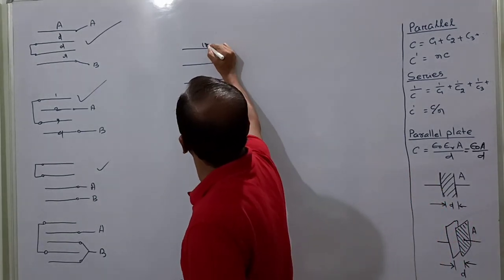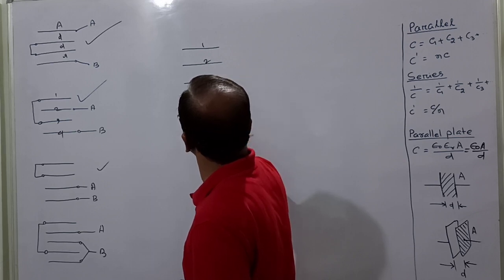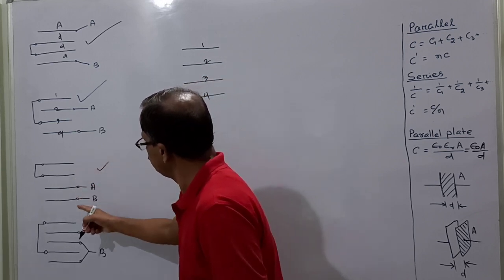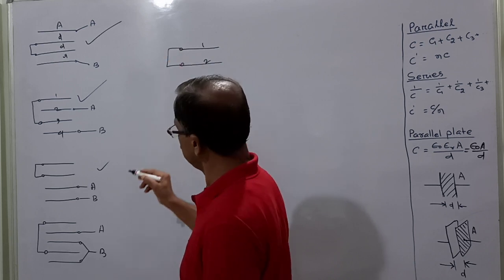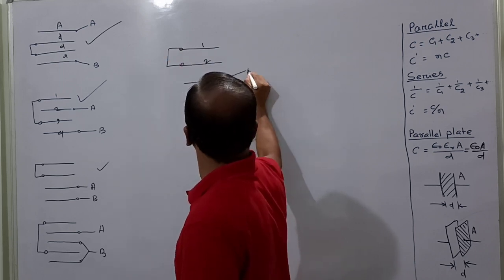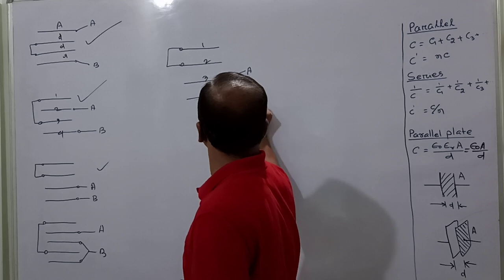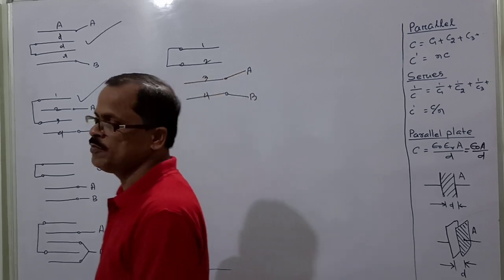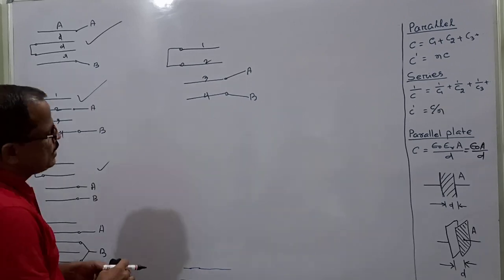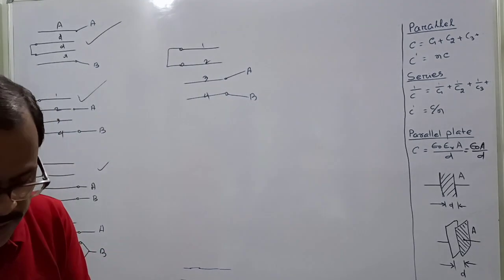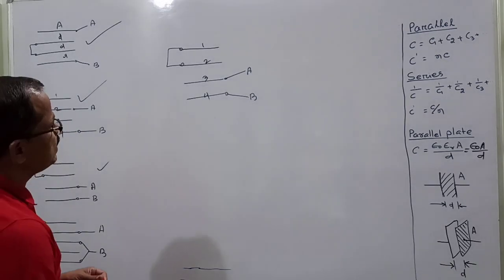This is 1, this is 2, this is 3, this is 4. Then 1 and 2 are short circuited. Then this is 3, your terminal A, and this is the terminal B. So now I am solving question number 3. In this case, let us rearrange it again in the same way.